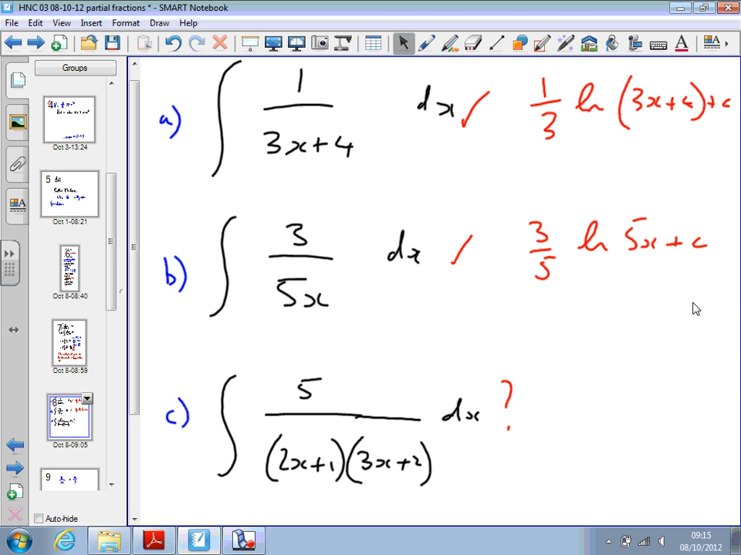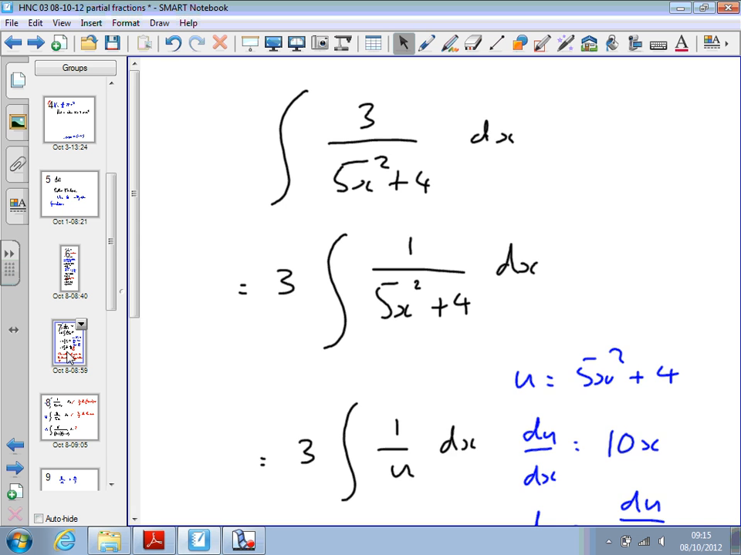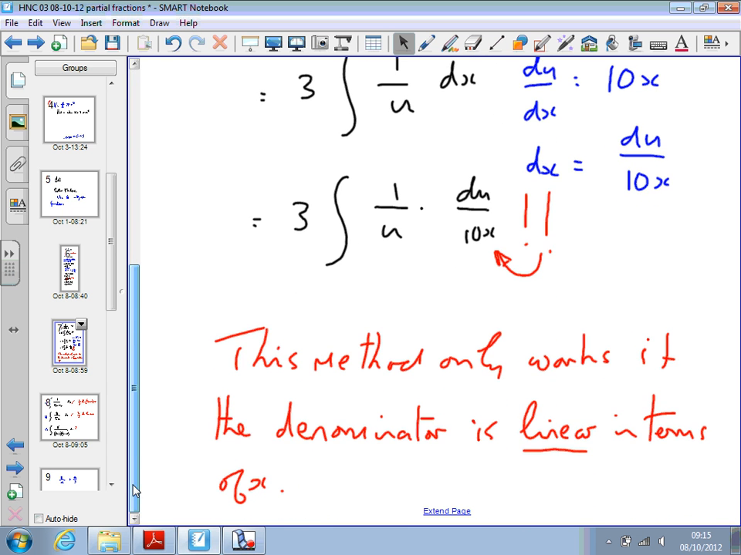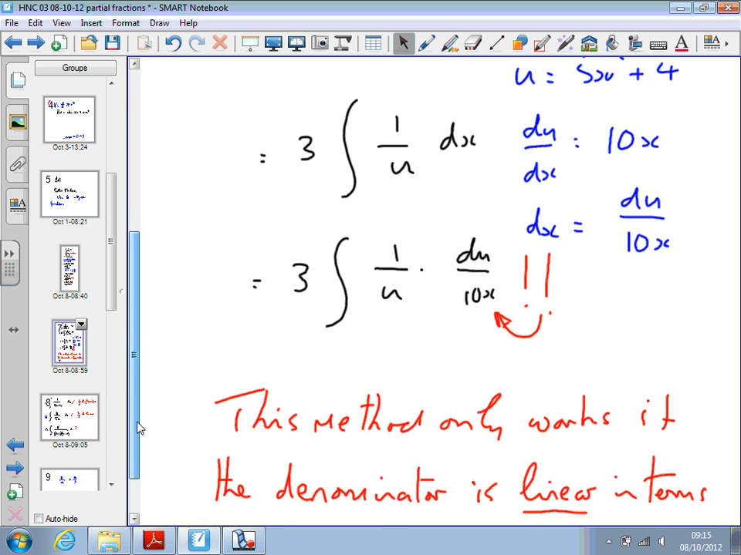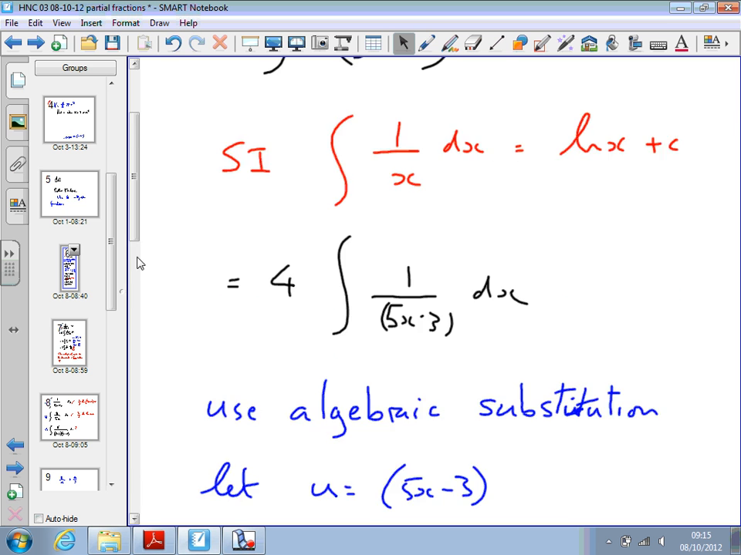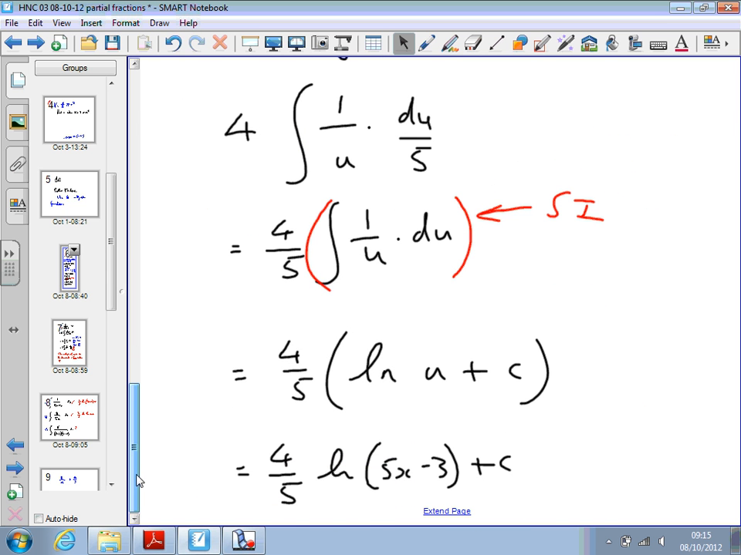You've seen the shortcut. Let's look at these. Look at these solutions. If A is 1/3 log 3x plus 4 plus c, B is 3/5 log 5x plus c. If we look back at the first one that we looked at, here, the integral turned out to be, that was this one, wasn't it? Turned out to be 4 over 5 log 5x minus 3. So what's the shortcut?